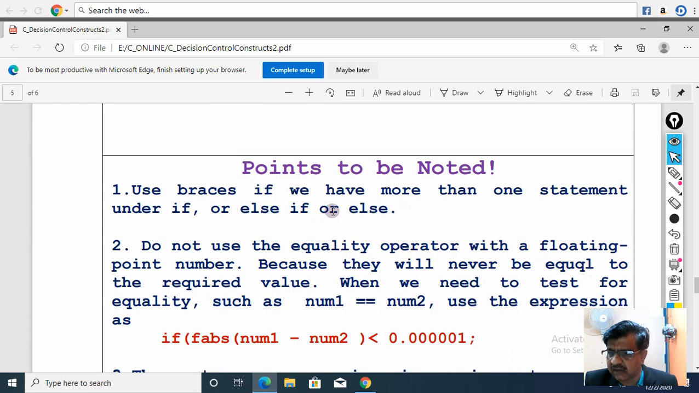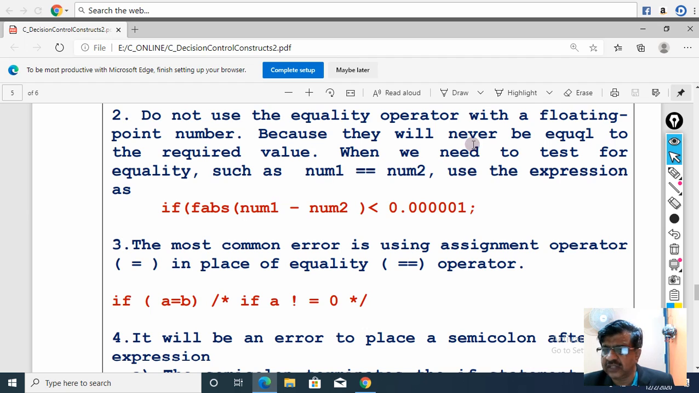There are very important points to be noted, respected viewers, as far as if, else if and else blocks are concerned, and if blocks in general. Use braces if we have more than one statement under if, or else if, or else. Then if there is more than one statement, it becomes an if block, an else if block, and an else block. Do not use the equality operator with a floating point number, because whenever we compare floating point numbers, due to round off errors, they will never be equal to the required value.